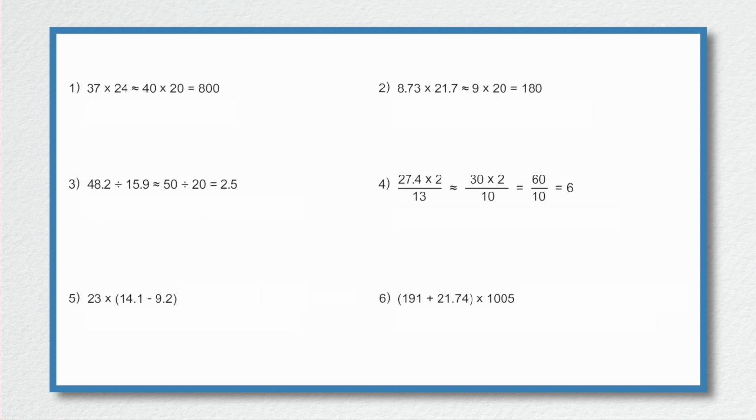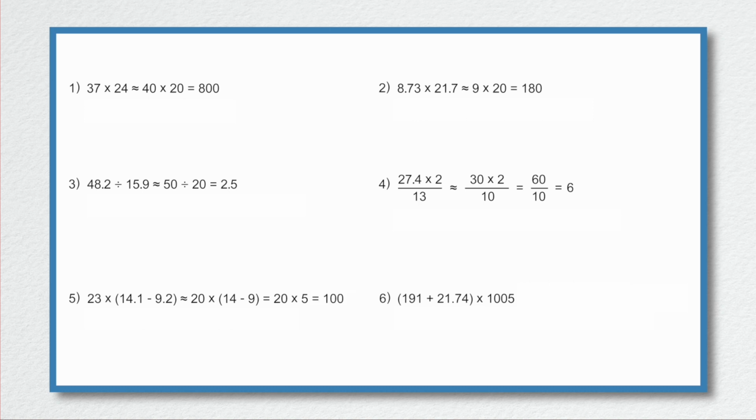Question 5. So here's a bit of order of operations. 23 multiplied by open bracket 14.1 subtract 9.2. So I'm going to write 23 as 20 to one significant figure. But for 14.1, I'm going to write that as 14 and then subtract 9, because 14 subtract 9 is a nice easy calculation. So we end up with 20 multiplied by, well, 14 subtract 9 is 5. So we end up with 20 multiplied by 5, which is equal to 100.